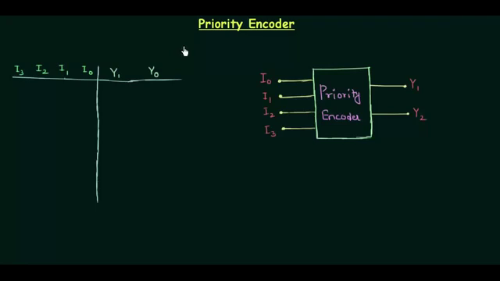In the last presentation, we saw the basics of the encoders and decoders, and I also told you that we have to study the 4 types of encoder, in which the first one was the priority encoder. So in this presentation, we are going to complete the priority encoder.